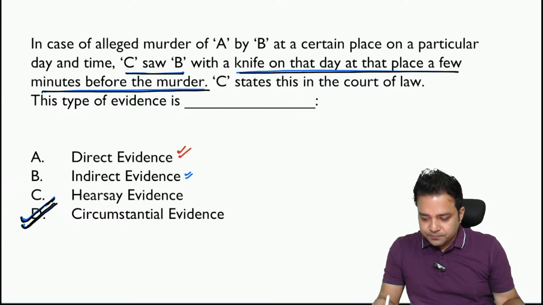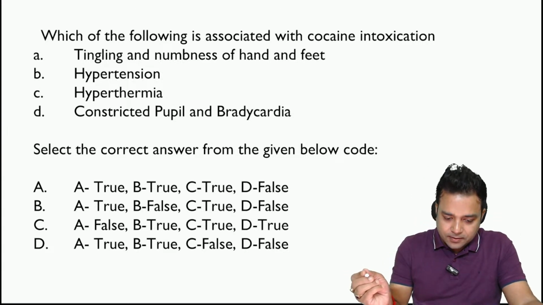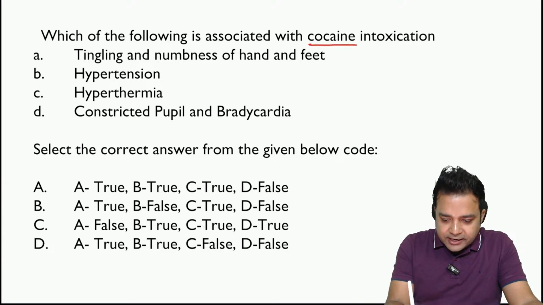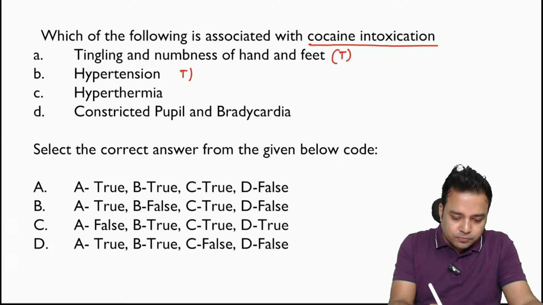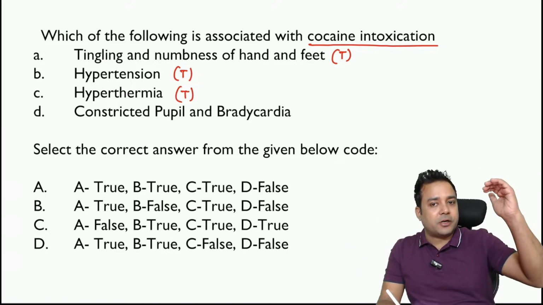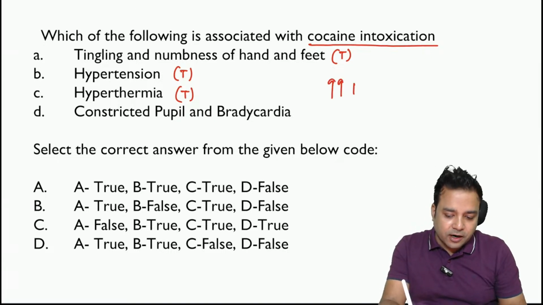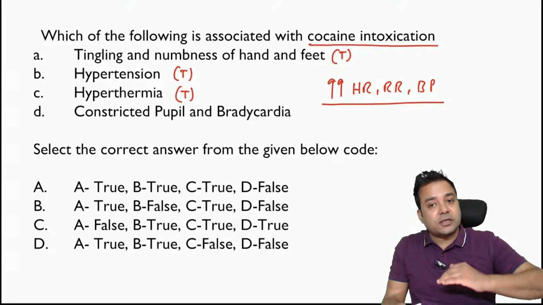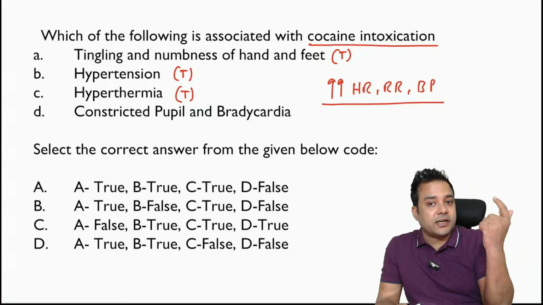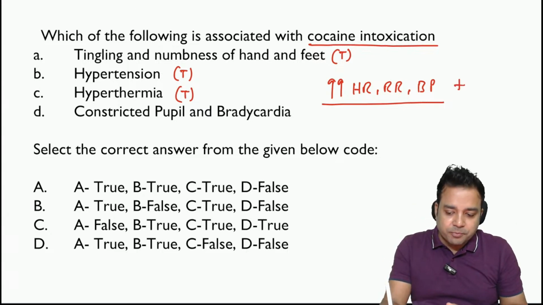Come to next question. Which of the following is associated with cocaine intoxication? So you have to pick the findings in cocaine poisoning. This is true. This is also true. This is also true. But cocaine is a mydriatic and it increases all the vital parameters. Hypertension, tachycardia, tachypnea, all the vital parameters are moderately raised. Heart rate, respiratory rate and blood pressure. So we know this fact, and because it leads to increased levels of excitatory neurotransmitters, that is why these vital parameters, they go up, and along with this, temperature of the body also rises.